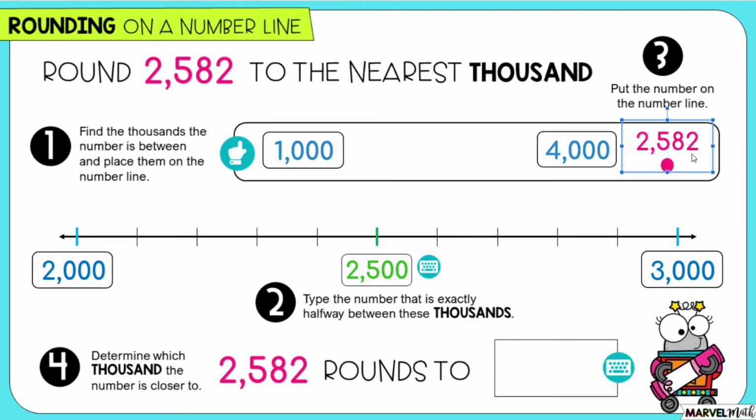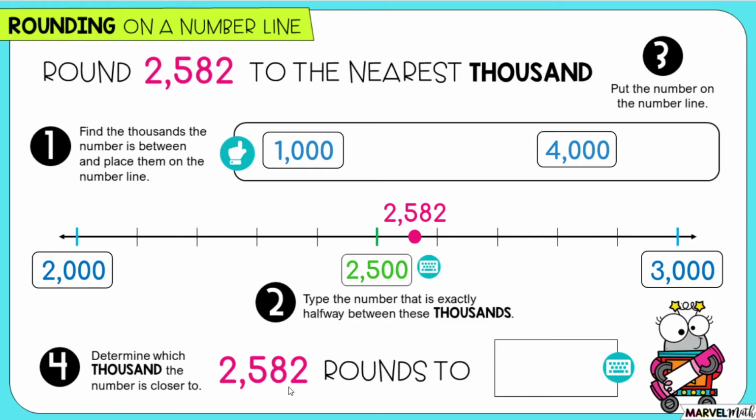So 2,582. Let's think about what each of these tick marks is counting by. Each one's counting by 100. So if I'm looking at 2,500, I know the next one is 2,600. So 2,582 will be between there, but it's going to be closer to 2,600, just by a little bit.